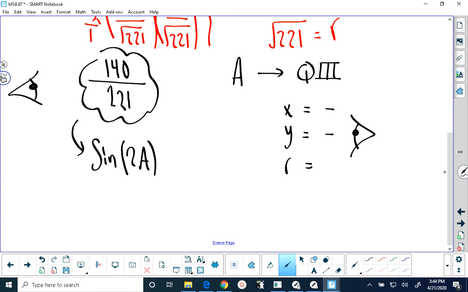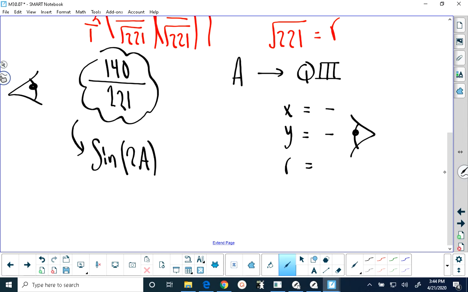And no, we didn't make a mistake. The answer is positive 140 over 221. Just because rotation angle A is in quadrant 3 doesn't mean 2 times rotation angle A is in quadrant 3.